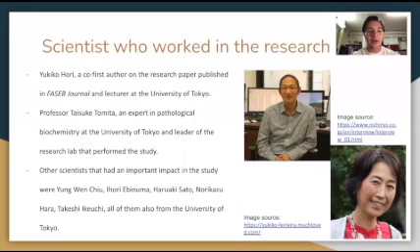He's a co-first author on the research paper published in Facet Web Journal, and he's also a lecturer at the University of Tokyo. Professor Taisuke Tomita, she's an expert in pathological biochemistry at the University of Tokyo, and she was the leader of the research lab that performed the study.